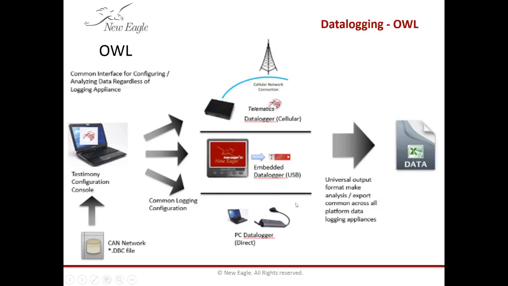So if you've built scripts or any analysis tools, having the same format of collection, the same output format from the logging appliance, is useful so that you can create common tools that you can use regardless of the logging appliance. And that's kind of what we're attempting to do with our OWL tool. And you can see on the left here, you use the industry standard CAN-DBC file and a configuration tool to configure any of the data logging appliances, and there's a universal output format that allows you to write common scripts or analysis tools to work with the data that you've collected.